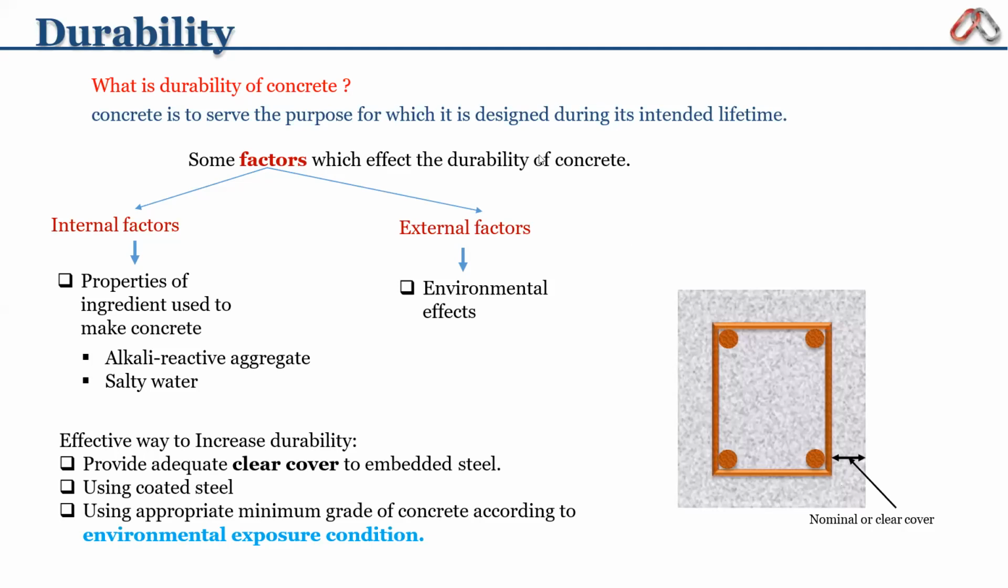Another effective way to increase the durability is to provide the adequate clear cover. Everybody knows what is meant by the cover. As you can see over here, this distance is known as the clear cover or the nominal cover. As well as you can use coated steel, and you can use the appropriate minimum grade of concrete according to the environmental conditions. In the next slide, I am going to show you in which type of concrete how much grade you have to use.